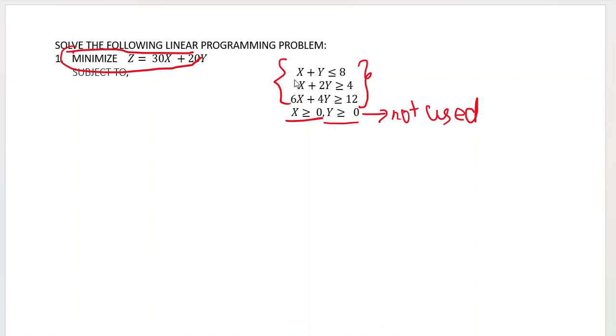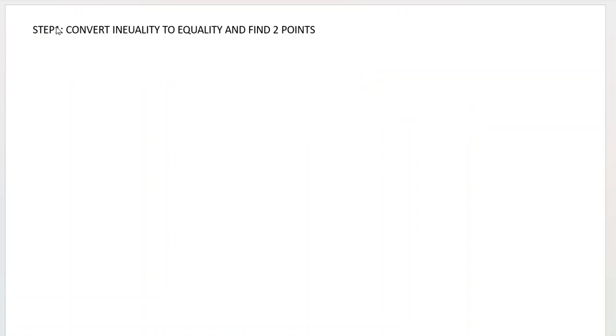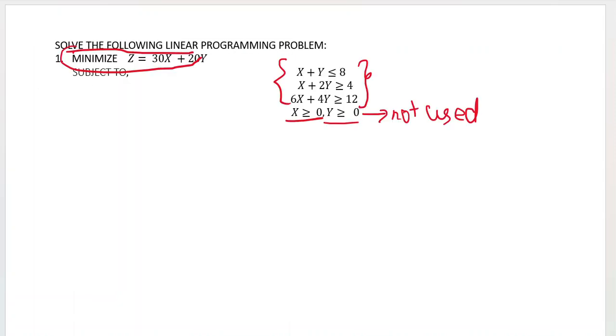Now, to find the solution of such an LPP, we need to follow 5 steps. The steps will be discussed as and when we solve this problem. The first step says: convert inequality to equality and find 2 points. We have 3 inequalities with us, so our goal is to convert all these inequalities to equalities and find 2 points.